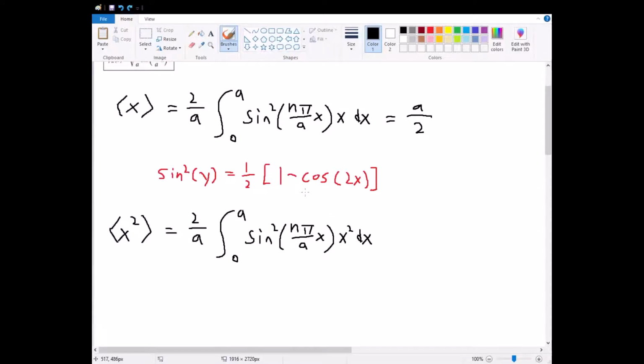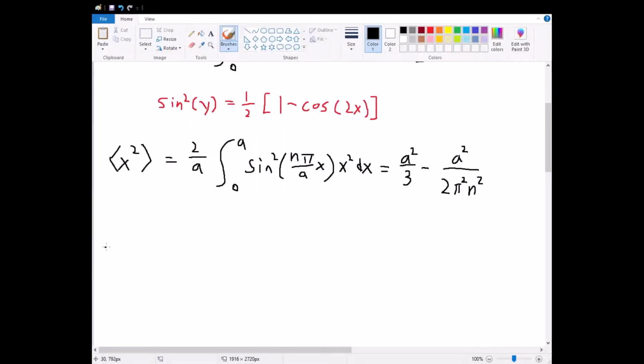Once again, we use integration by parts. This time, because we have an x squared instead of an x, we use it twice to get a much longer and much more tedious expression to solve, which we will not be doing here. Once again, once we plug this into our integral calculator, it gives us the quantity a squared divided by 3 subtracted by a squared over 2 pi squared n squared.